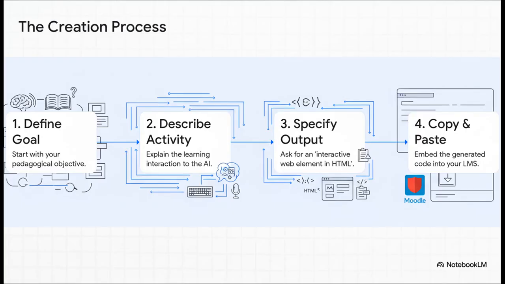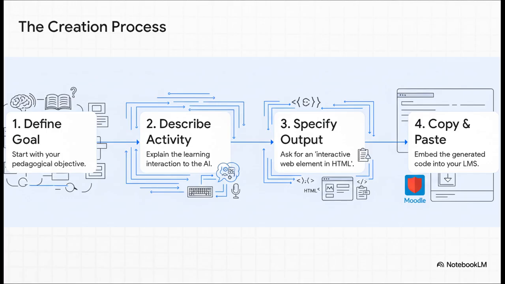So how does this actually work in practice? Well, it's a surprisingly simple four-step process. First, you figure out your goal. What do you want your students to learn? Second, you describe that activity to the AI, just like you're talking to a person. Third, you tell it what you want at the end. Something like an interactive web element in HTML works great. And finally, you just copy the code it spits out and paste it right into your school's LMS, like Canvas or Moodle. And that's it.